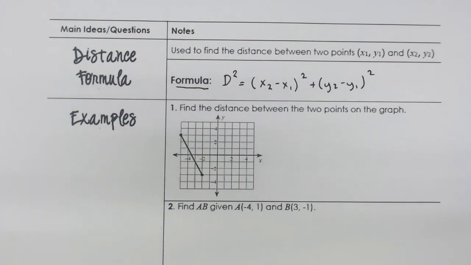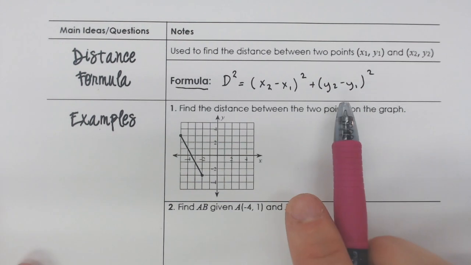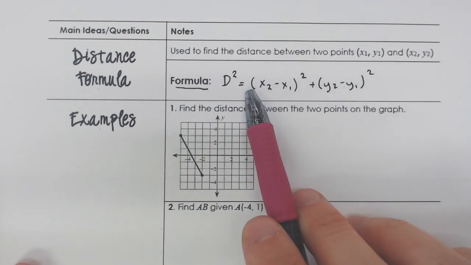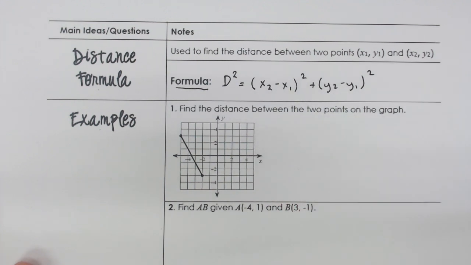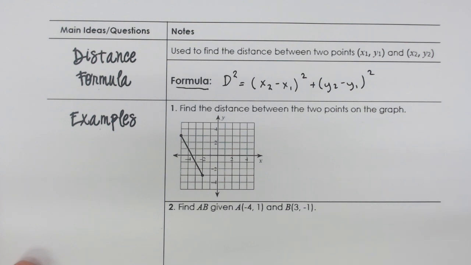I want you to pay very close attention to the most intimidating part of that, y2 minus y1 and x2 minus x1. If you just look at those things, you'll realize that that's just really the slope formula kind of manipulated in a different way.